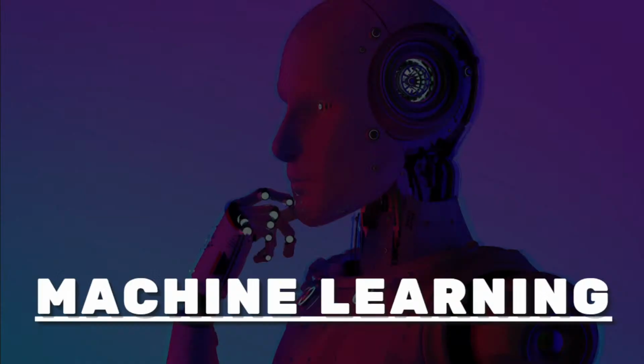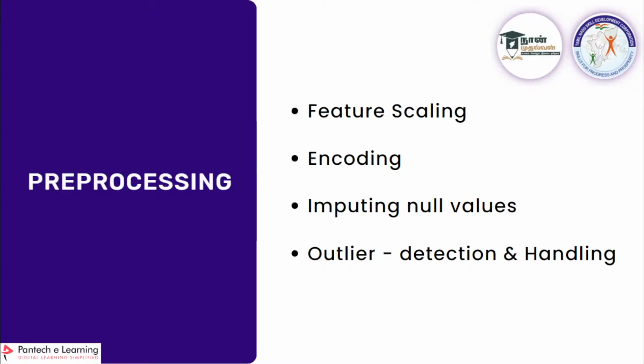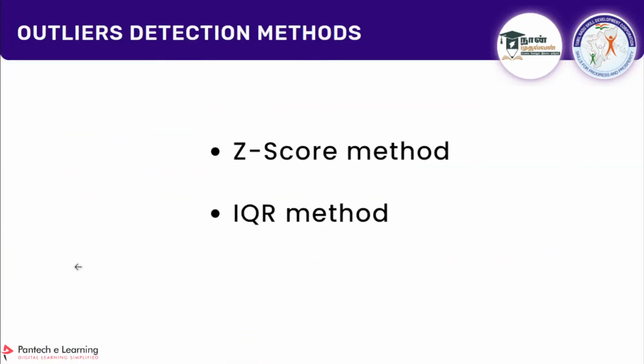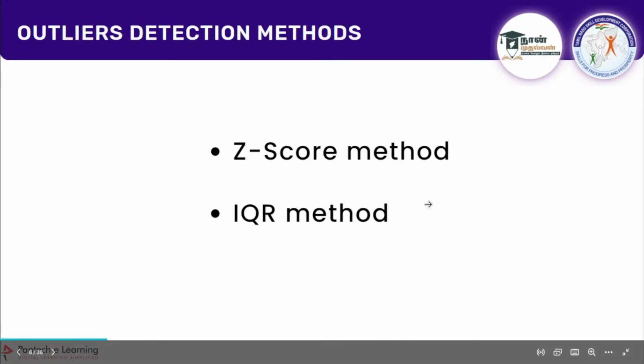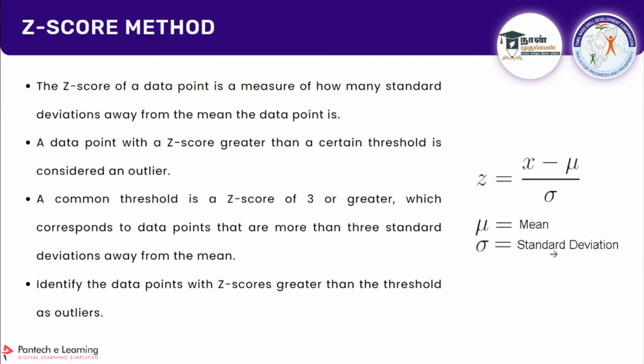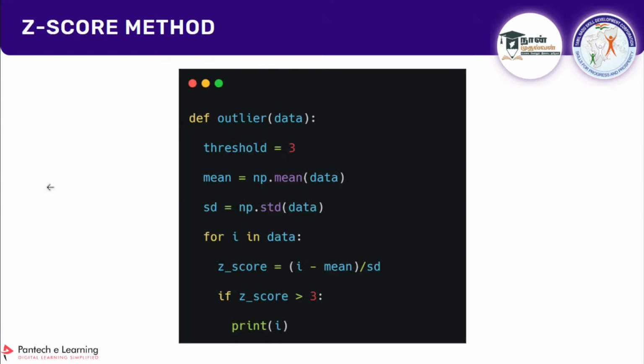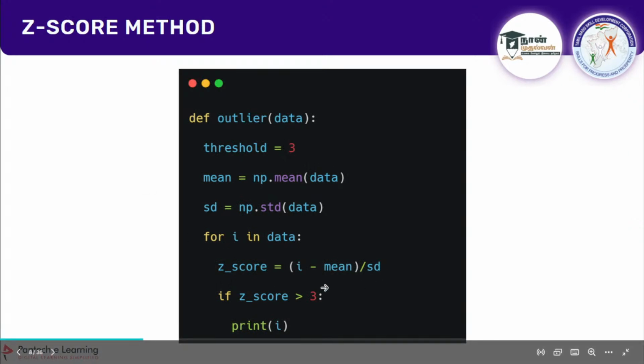So we'll start today's class in machine learning. In pre-processing, we have completed feature scaling, encoding, imputing null values, and we have completed up to outlier detection. Regarding outlier detection, I have told you there are two methods: one is the z-score method, another one is the IQR method. In yesterday's class we found outliers with a threshold value of 3 and created a function for it. We take the mean, subtract it from the value and divide by the standard deviation, and if the score is greater than 3, it is an outlier.